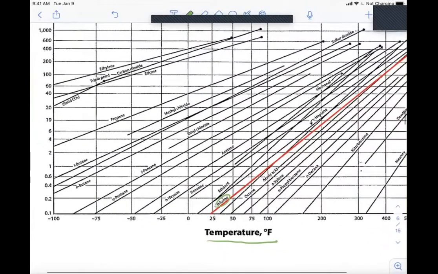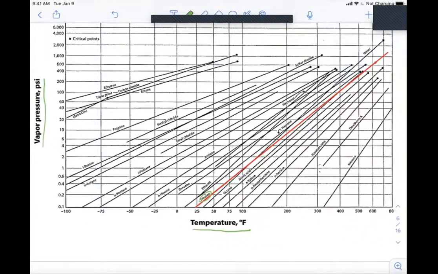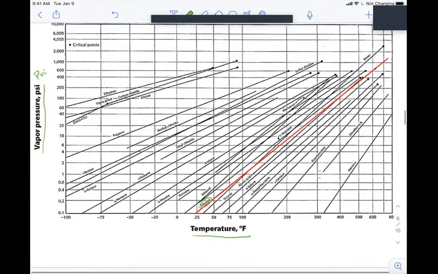And again, if you look at the trend of this curve, the vapor pressure is going to increase as a function of temperature. So that's why when you cool the airstream down, the vapor pressure decreases. And that's the reason why you create the condensation to remove these VOCs, okay?